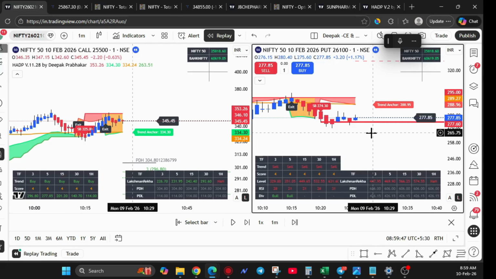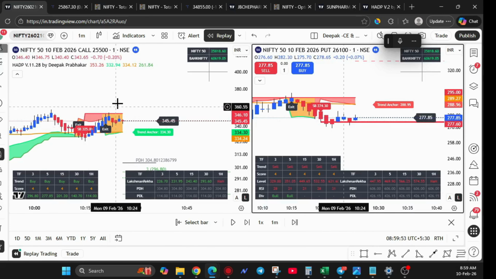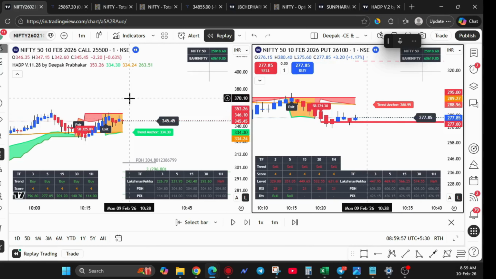Similarly, now I am an option buyer, right? There is no buy signal on the put option, so I will wait for a call option buy to print and break its high, only then I will go and buy the option.